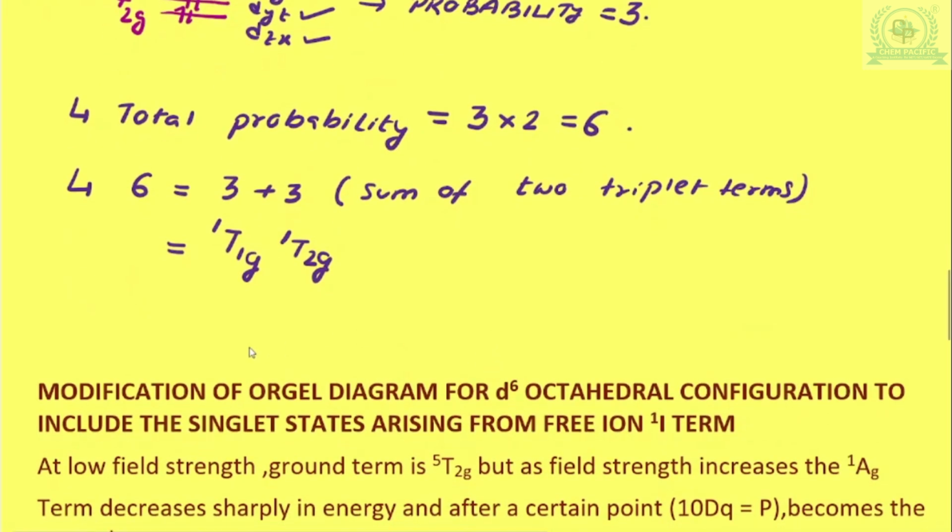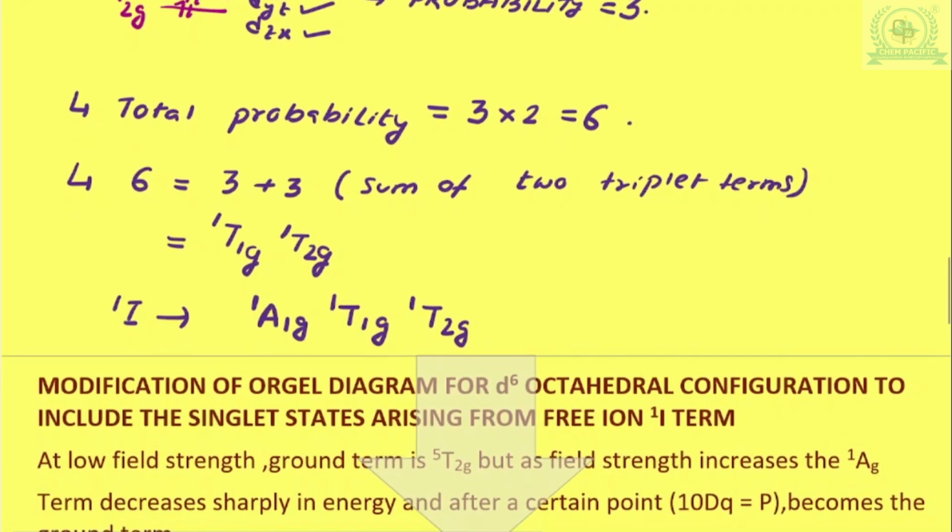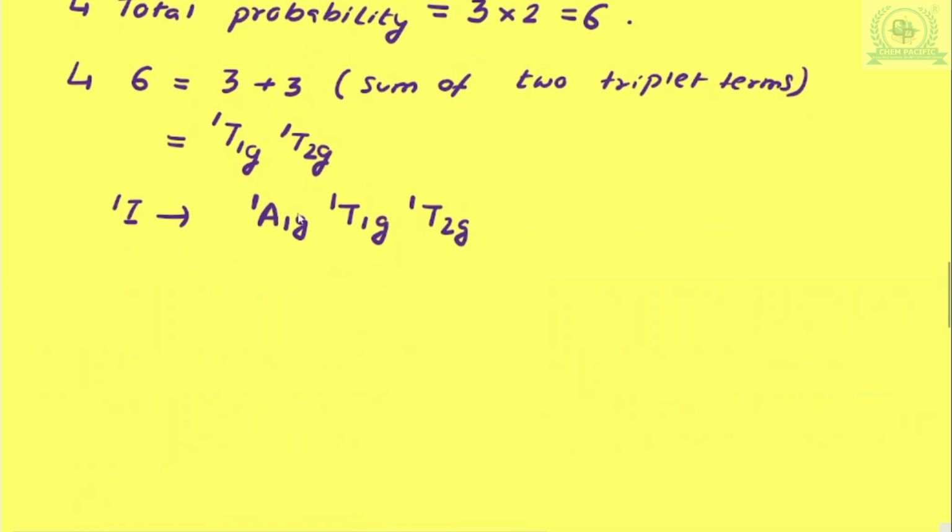So very easily you can see that this 1I got split into the ground state, which was A1G1, then the two excited states, T1G and T2G1. I hope this is clear to all of you. Therefore, the transition can definitely take place from the ground state to the excited state.